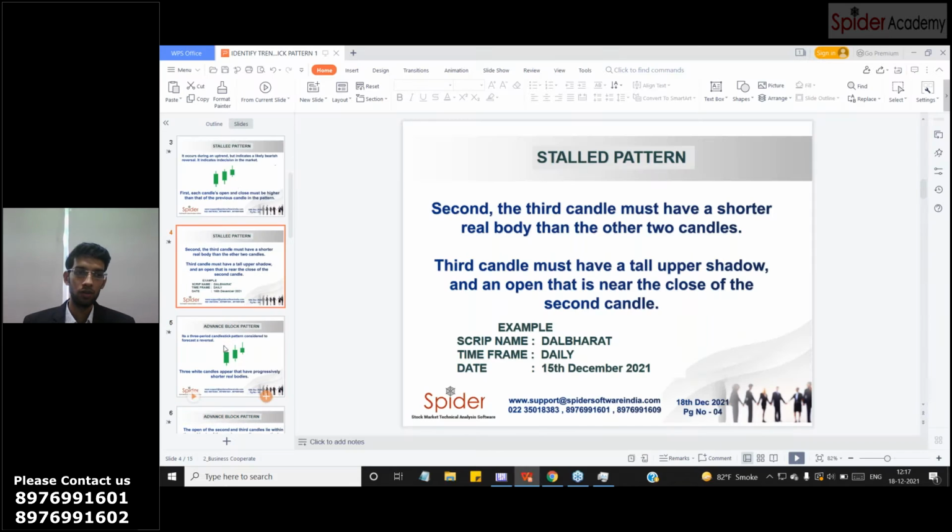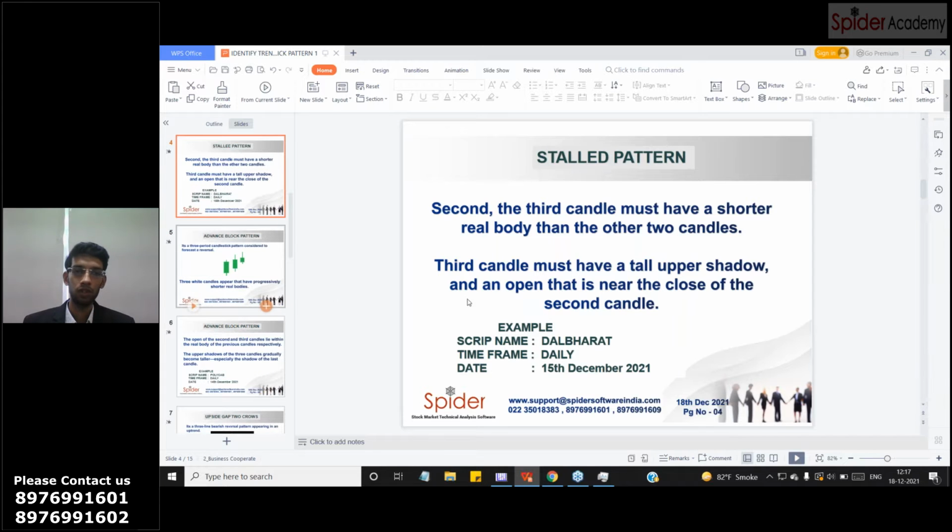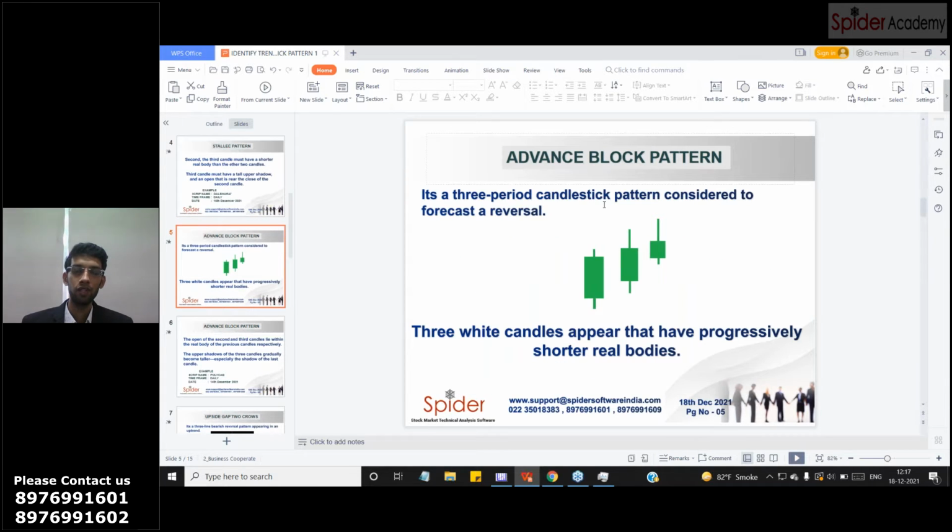Now the second pattern is the advance block. Advance block is also similar to this stall pattern, where you can see 3 green candles, and all 3 are progressive as compared to the previous candle. They all are green and each opens higher than the previous candle, with higher open and close. But the only difference is that the 3 white candles have progressively shorter real bodies.